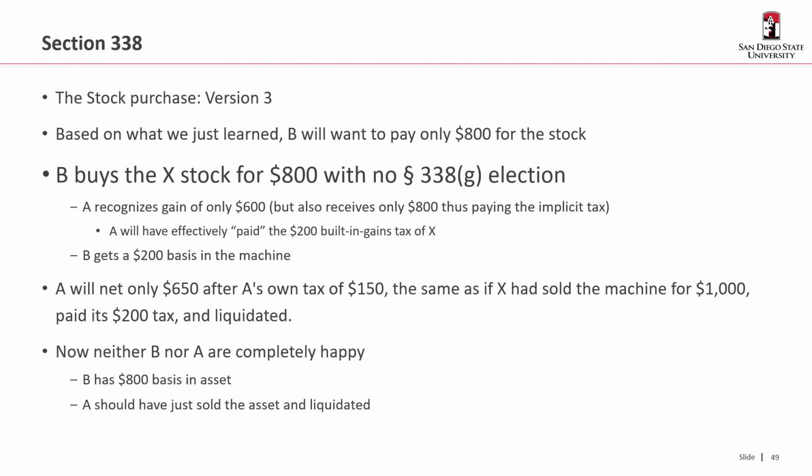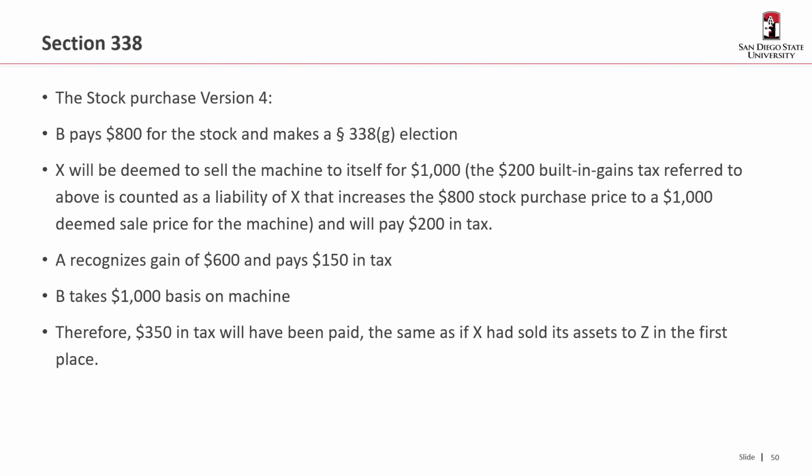B gets basis of $200 in the machine. A will net only $650 after A's own tax of $150, the same as if X had sold the machine for $1,000, paid its $200 tax, and liquidated. So now neither B nor A are completely happy. B's basis in the asset is only $800, and A gets whacked with all the extra tax. So really, A should have just sold the asset and liquidated. Okay, this is the problem with 338. Let's do one more version.